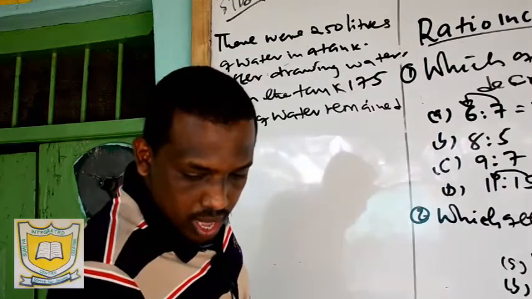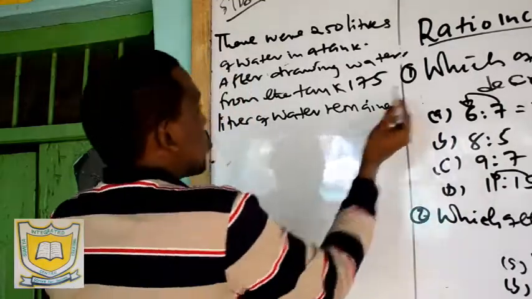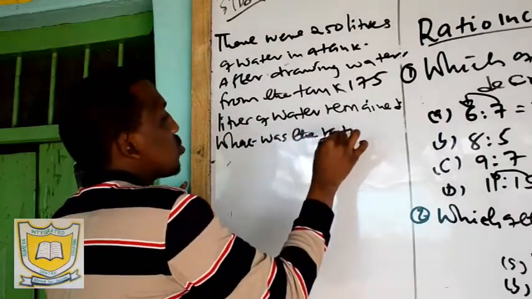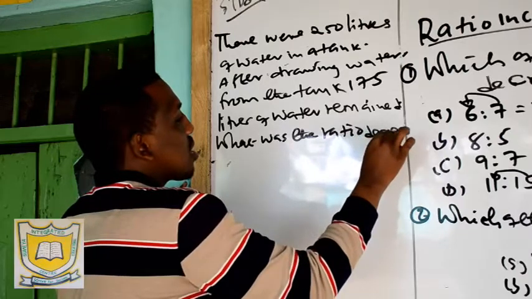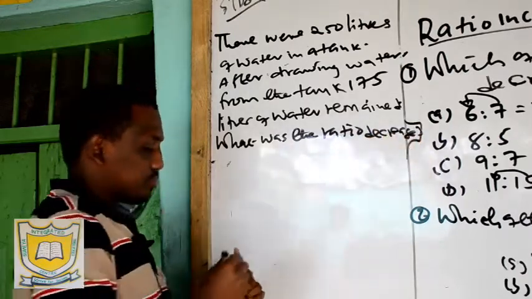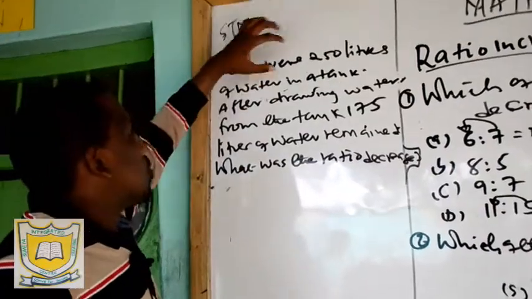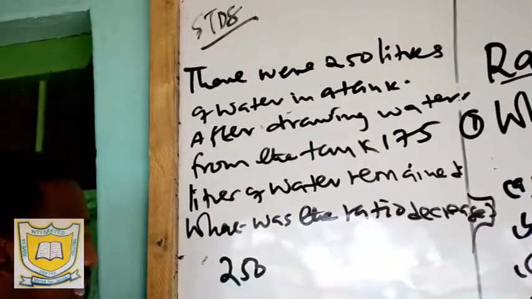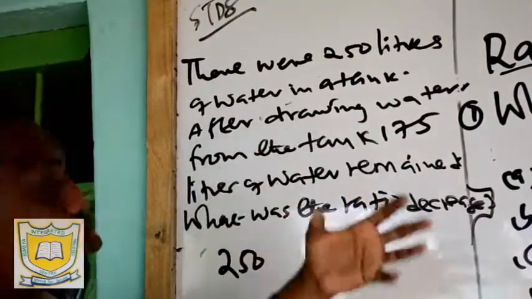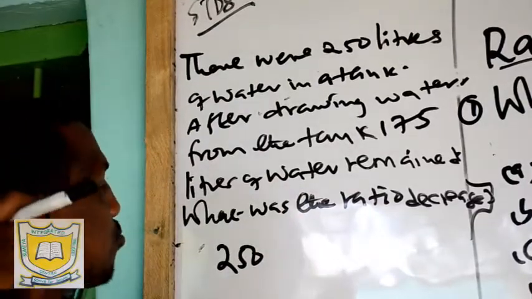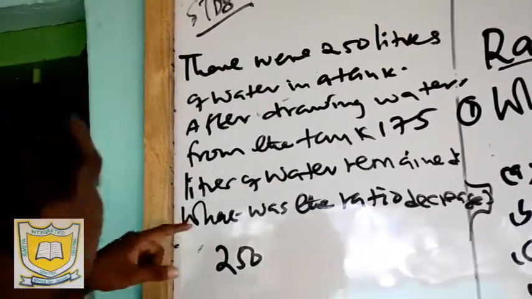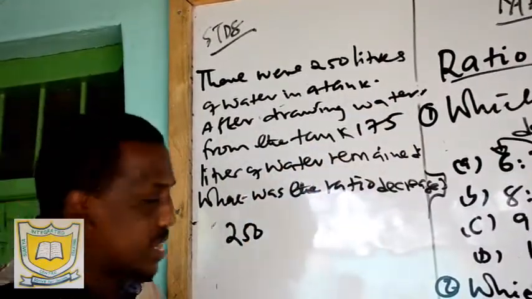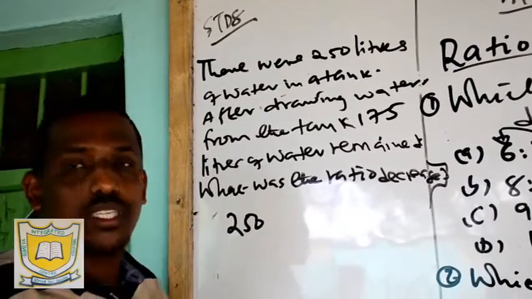Then you are told, what was the ratio decrease? Now, you are told there were 250 liters of water in a tank. After drawing water from the tank, 175 liters of water remained. So what was the decreasing ratio? So they want the decreasing ratio now.